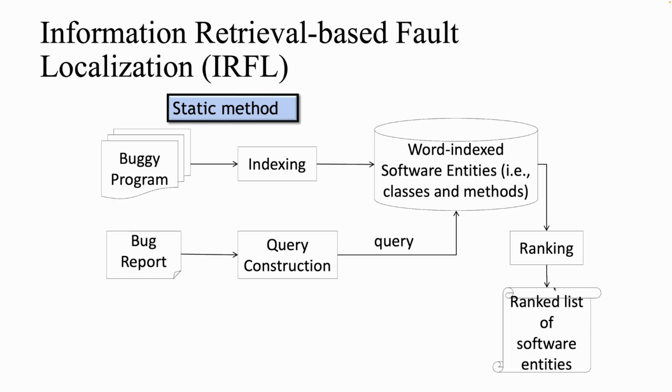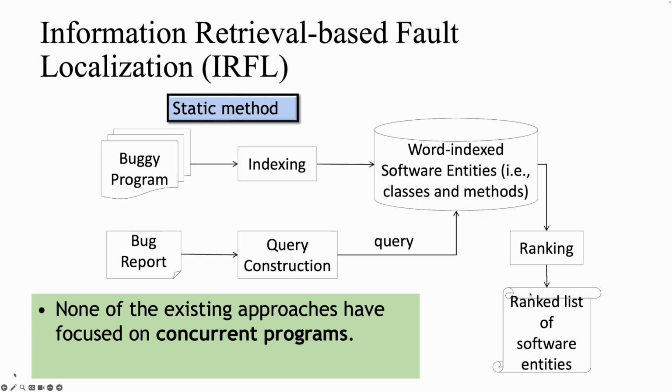First, let's take a brief look at how information retrieval based fault localization, IRFL, works. The basic idea of IRFL is to calculate the similarity between bug reports and the buggy program. Bug reports are used as queries to measure the similarity between each software entity and the bug report. The ranking results, which are based on the similarity scores of the software entities, indicate their relevance to the bug report.